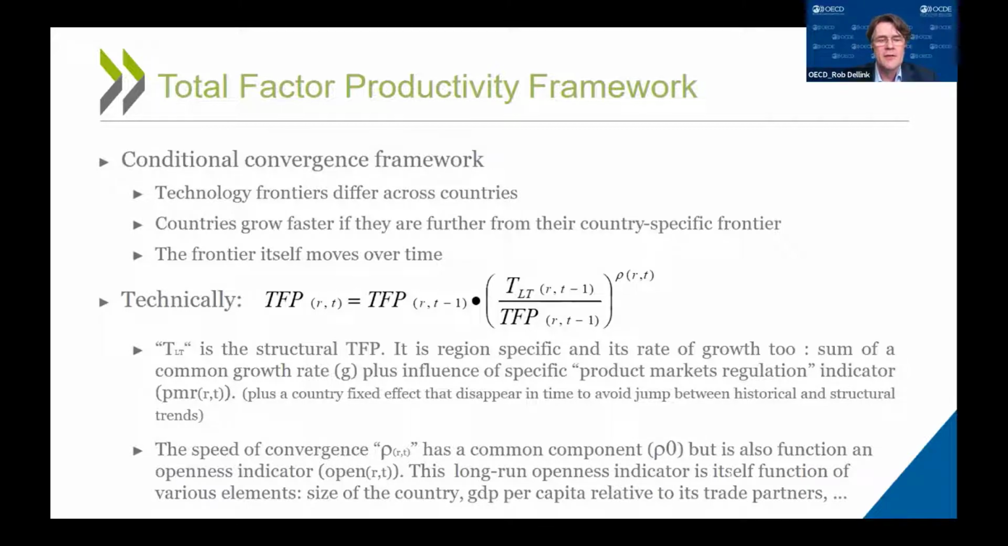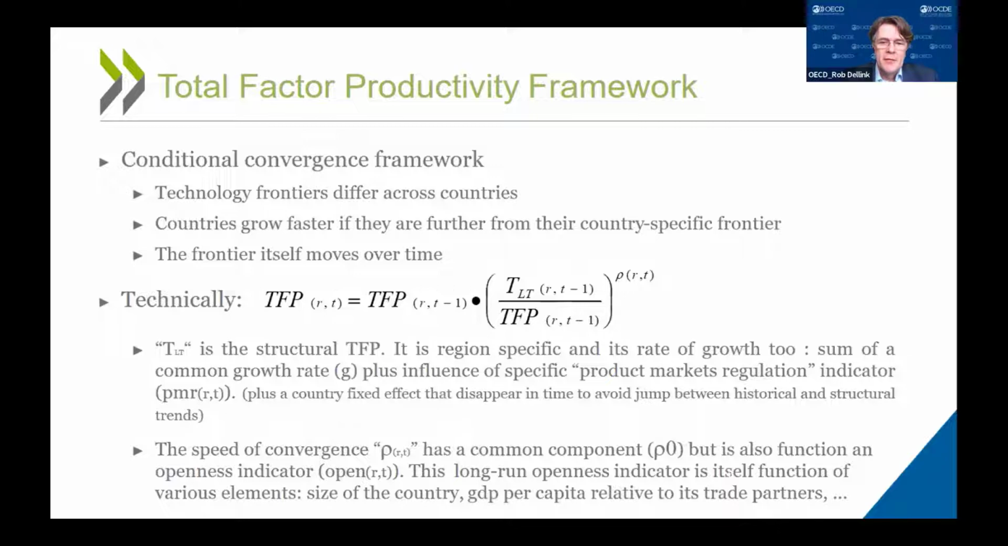And there's this function where your TFP growth rate is basically a function of your distance to the frontier and the speed of convergence. The speed of convergence is a parameter that drives how quickly you get to your frontier. This then depends on things like openness to international trade. Countries that are more connected to other countries will be able to share and learn technologies faster and will catch up quicker than countries that are more closed off.